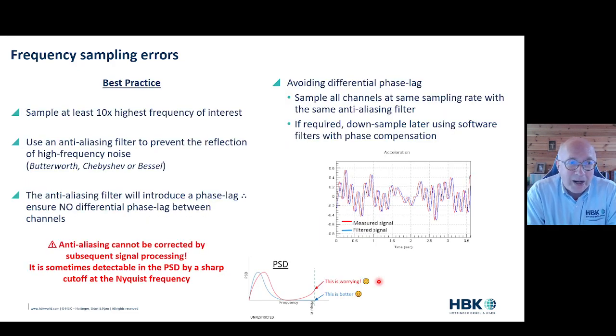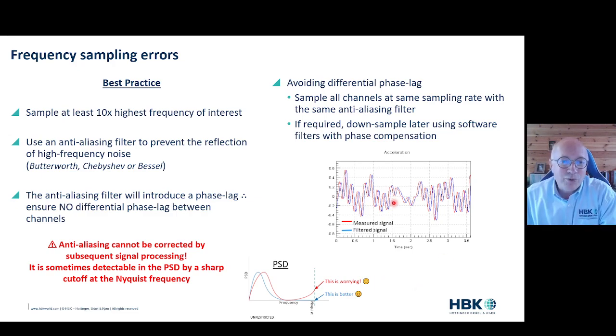So the best practice: sample at least 10 times the highest frequency of interest. Use an anti-aliasing filter because that will prevent any reflection of the high frequency noise. So Butterworth, Chebyshev, Bessel, it's usually a hardware filter that we'll implement in our hardware analyzer. And that anti-aliasing filter, if it's a hardware filter, remember, will introduce a phase lag. So you've also got to try and avoid differential phases.